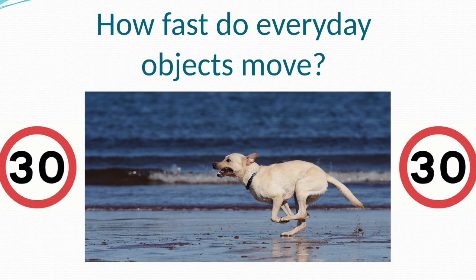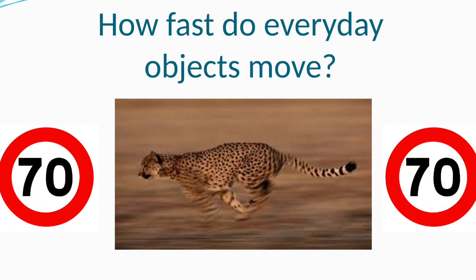To give you some idea of how quickly some objects move, a dog or a cat can run up to 30 miles an hour, about the speed of a car through a city. And the cheetah, the fastest land animal, is able to run at 70 miles an hour, which is the speed limit on motorways.